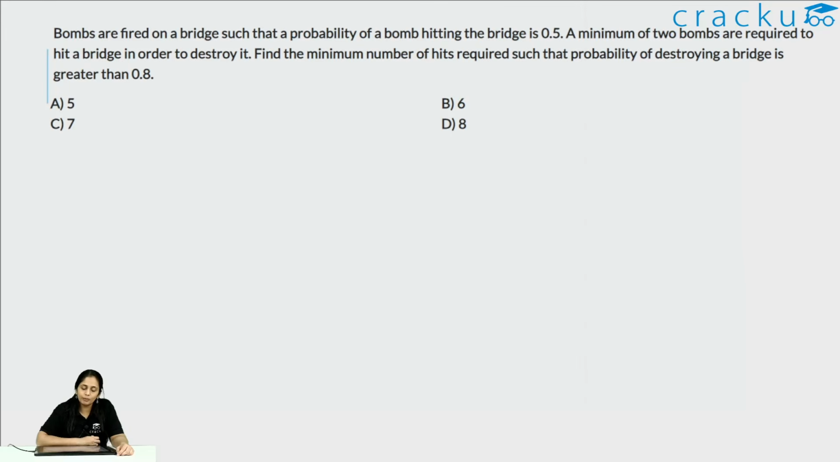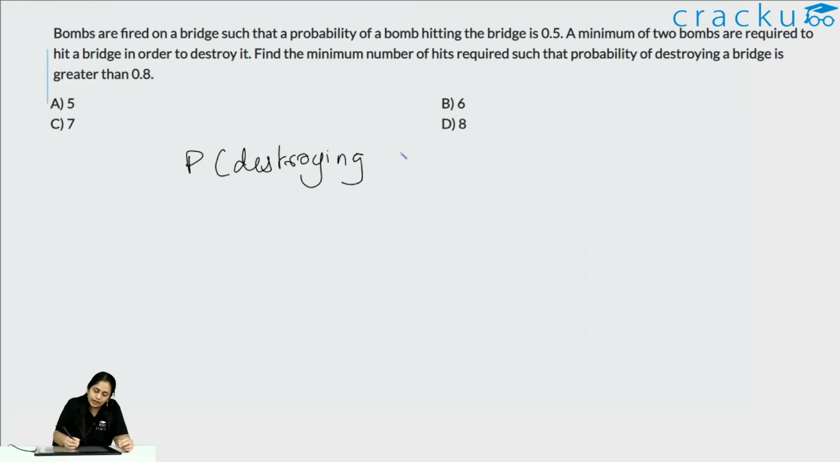Find the minimum number of hits required such that the probability of destroying the bridge is greater than 0.8. So in this particular case, what is the probability that is required? The probability of destroying the bridge in n hits is equal to 1 minus the probability of not destroying in n hits.